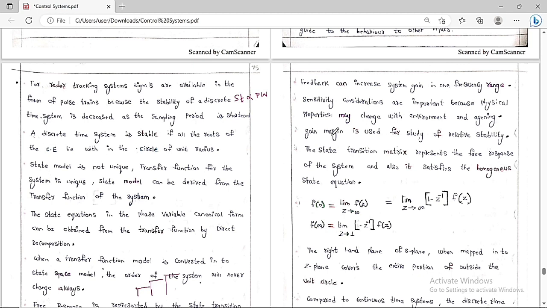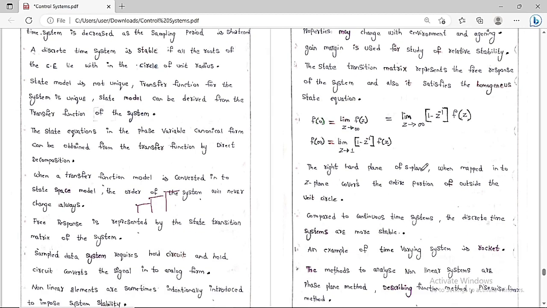Then this formula you always have to keep in mind in the case of discrete time system. In the discrete time system, the initial value f(0) is equal to limit z tends to infinity of (1 minus z to the power of minus 1) into F(z). Since 1/z is 1/infinity, which is 0, the factor becomes 1 and we get F(z). Similarly, the final value f(infinity) is equal to limit z tends to 1 of (1 minus z to the power of minus 1) into F(z).